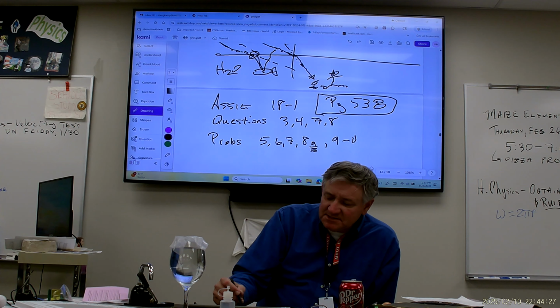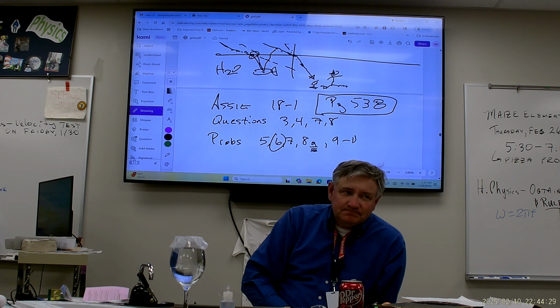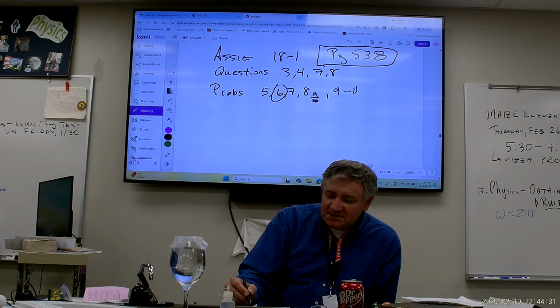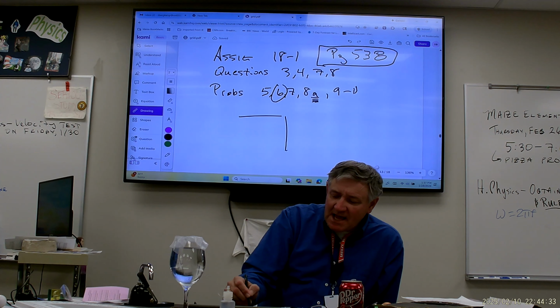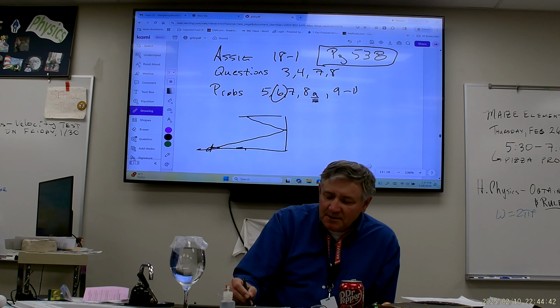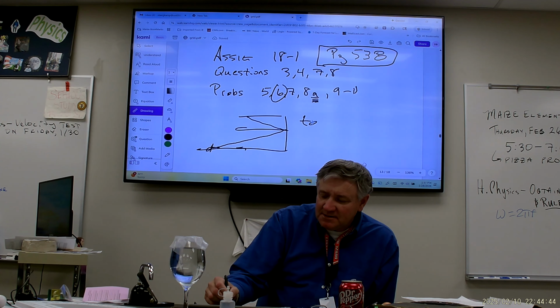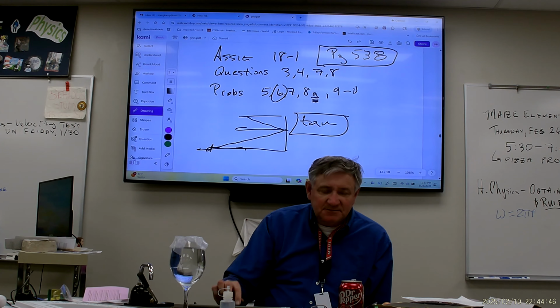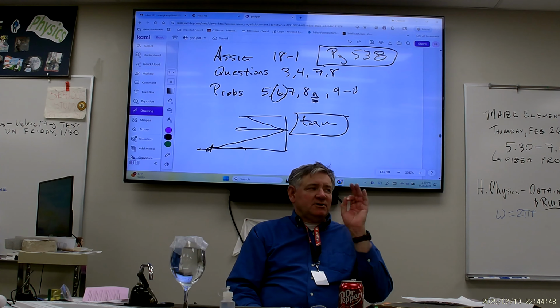Number 6 is a geometry problem. What's happening on number 6, you're shining a light off of the wall, and then you have to hit a target that's not in the same depth. Let me give you a hint. Look at tangents. When you get to number 6, use tangents.